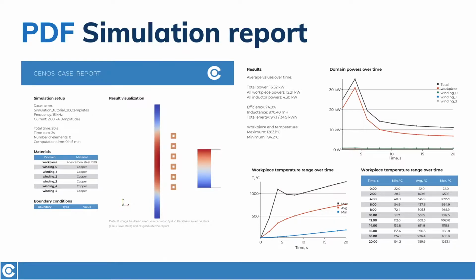In this new PDF document, you can find input data such as frequency, current, calculation time, materials, and boundary conditions used. In addition to this, you can also see the results such as visualizations, total power and energy values, system efficiency, inductor inductance, temperature and power graphs, and other parameters.